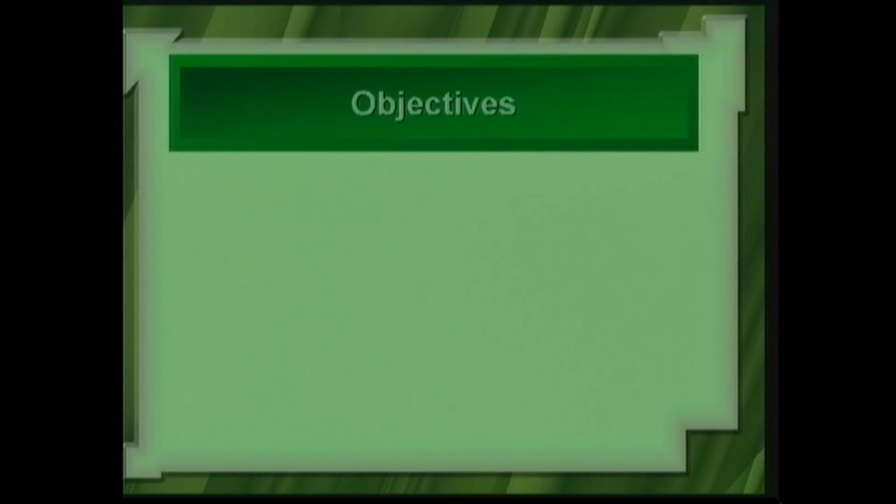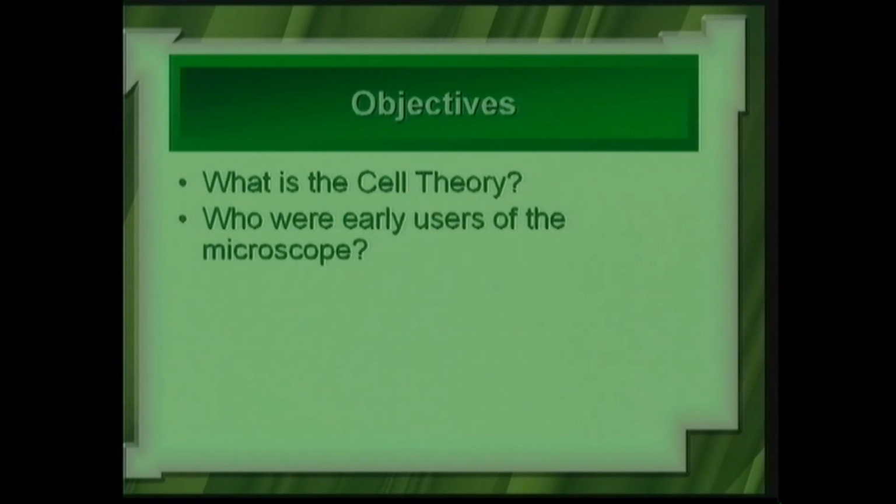For today's objectives, we're going to include what is the cell theory, because today we're actually talking about the plant cell and we have to talk about the cell theory, because that does have to do with the cell. Next, we're also going to talk about early uses of the microscope because generally cells are microscopic. So in order to observe most cells, you have to use a tool called the microscope.